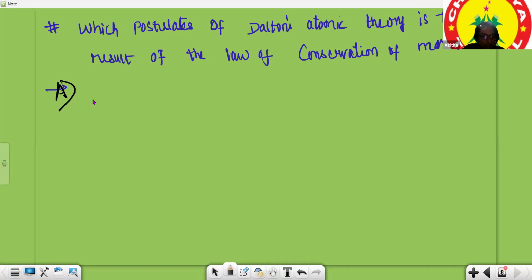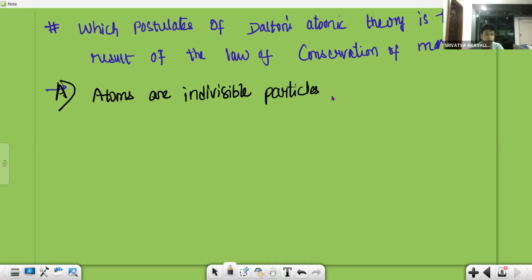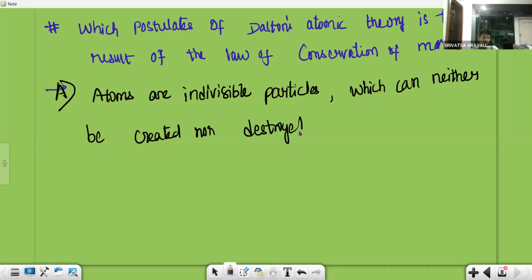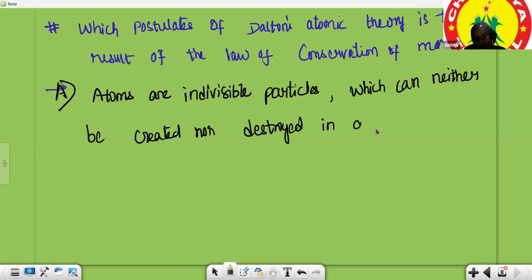So what is that postulate? Atoms are indivisible particles which can neither be created nor destroyed in a chemical reaction. Very good. Okay, so this is the postulate which is the result of the law of conservation of mass.